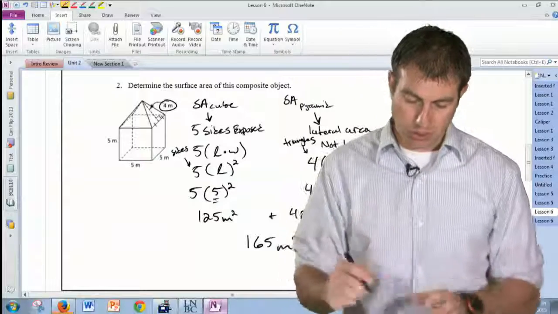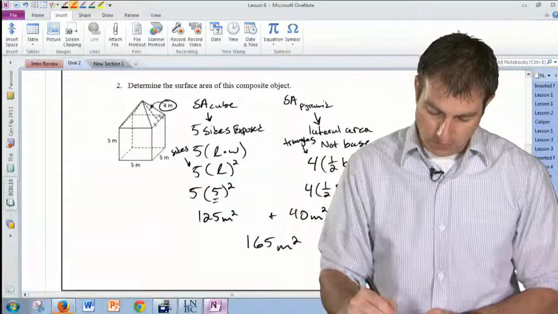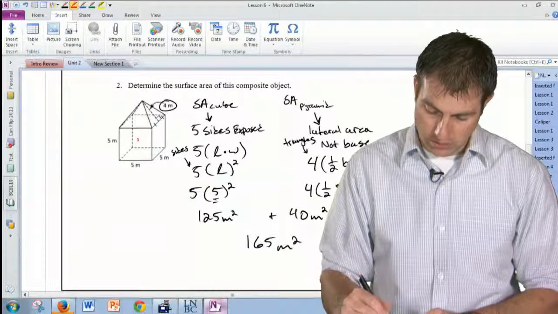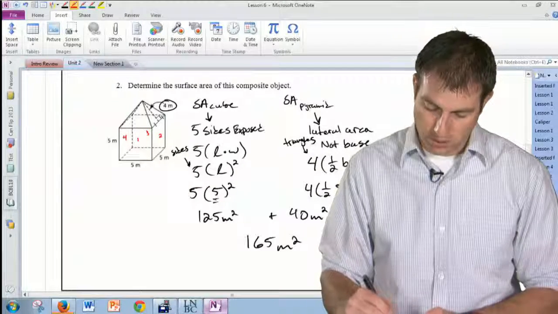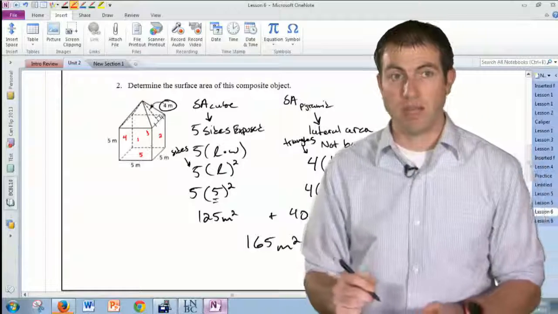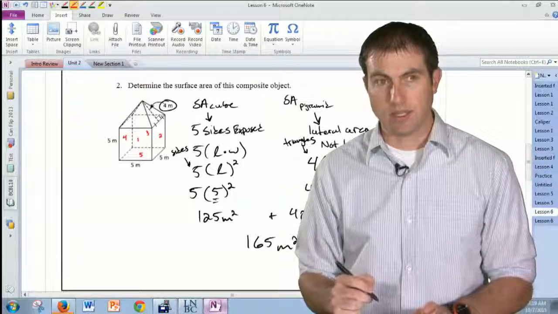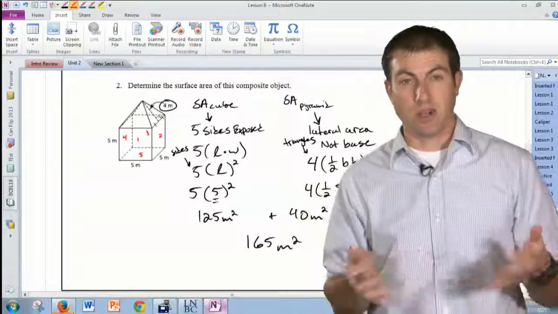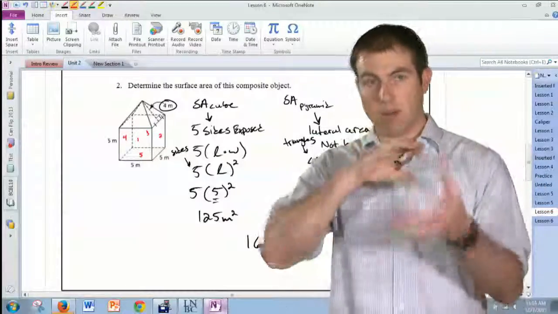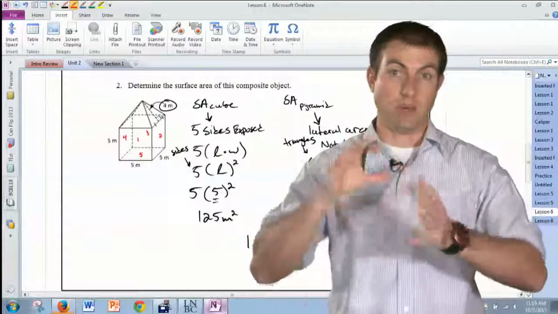When you're dealing with your cube, you have the front face, we'll call 1. You have this face on this side, it's 2. The back face is 3. This one's 4. And then the bottom is 5. So we have 5 faces there. Even though that bottom looks like it's not exposed, we could rotate that composite object in space and the bottom would become exposed.